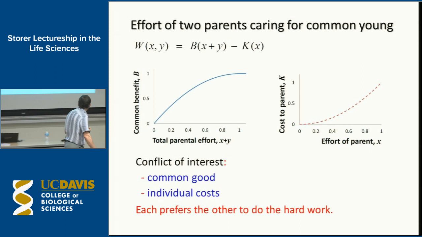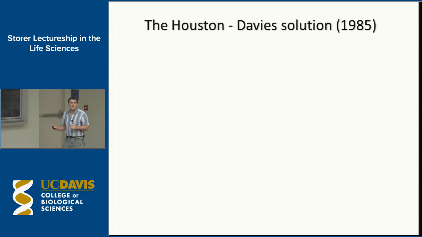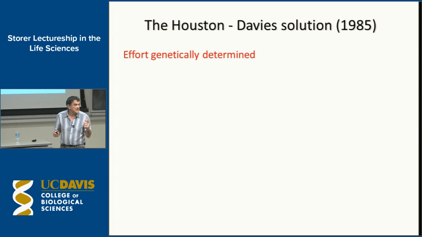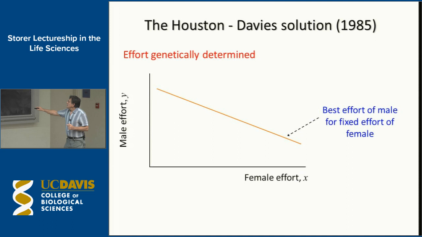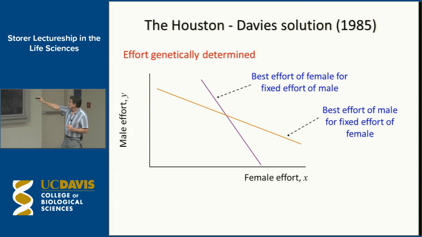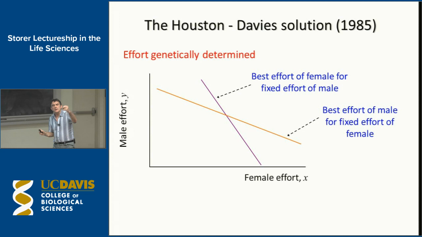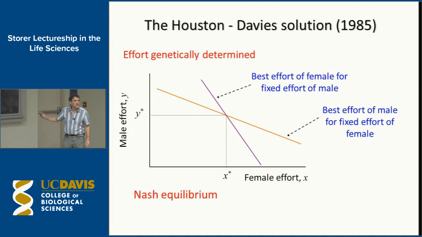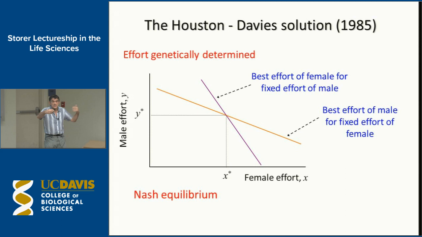Okay, so in standard theory, how is this resolved? Houston and Davies' paper is quite old by now. It's assumed that efforts are genetically determined. Their paper doesn't say this, but it's implicit in it, although they didn't realize that at the time. So, female effort here, and what I've plotted is the best effort of the male for a given fixed effort of the female. You can also plot the best effort of the female for a fixed effort of the male. And the Houston-Davies solution is to assume that each of the parents is doing the best given the effort of the other. So you predict these are the efforts of the female and male, and they are in what's called Nash equilibrium, because each is doing the best given the other. So this is the standard resolution.